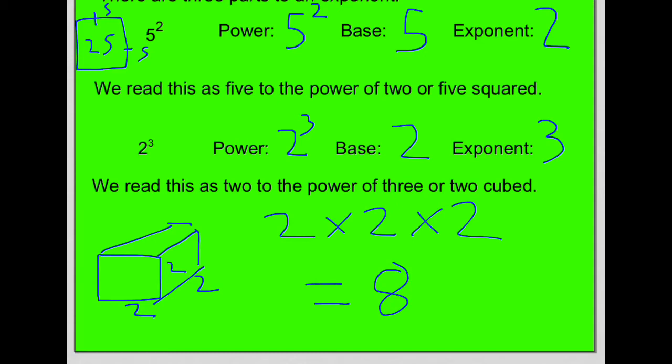By the way, this is the world's worst cube ever. Tough for me to draw it on my iPad, but that should be a cube, all equal sides.